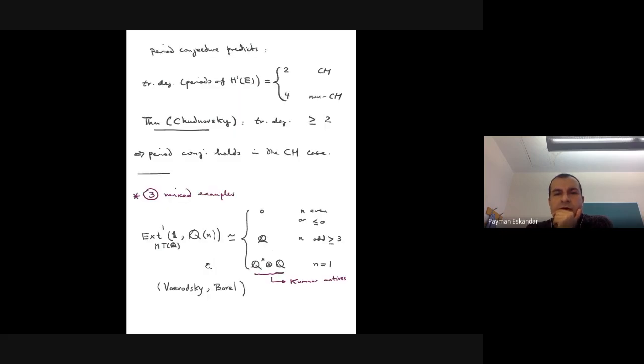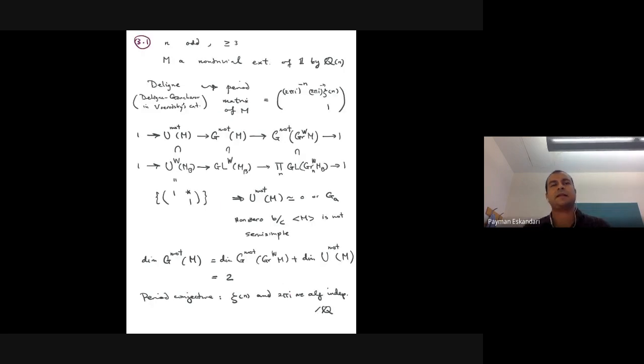Okay, so in general, when it comes to extensions in the category of mixed Tate motives over number fields, there are conjectures for what these things should be, but in the case of extensions of one by these Tate objects, these are actually theorems. So this is not conditional here. Now let's look at what happens.